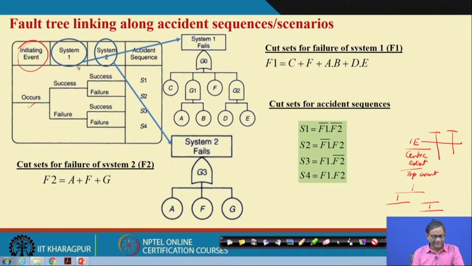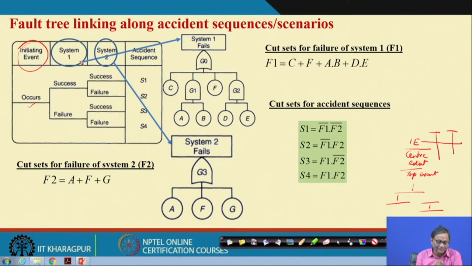Now, the question is that depending on whether system 1 is successful or fails, system 2 will be activated. Many times, if system 1 is sufficient to recover or mitigate the effect, then system 2's action is not required. But many times it is also required because layer 1, system 1, may not be sufficient. So, in this particular case, we have branched system 1 and system 2 in terms of success and failures.